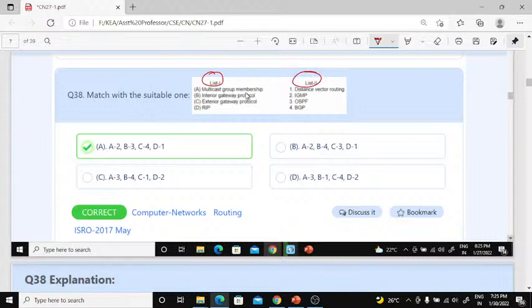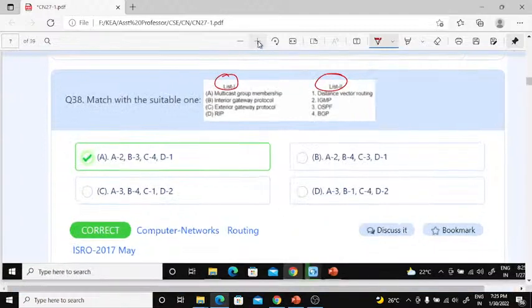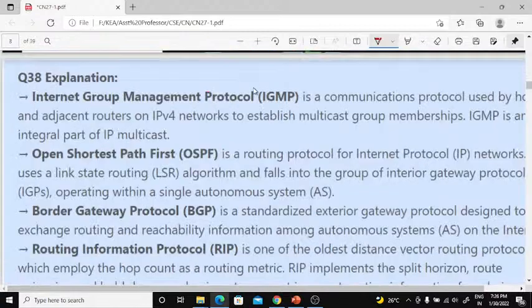Multicast group membership, interior gateway protocol, exterior gateway protocol, then RIP. So multicast group membership is supported by the IGMP. So let's discuss what these things are.